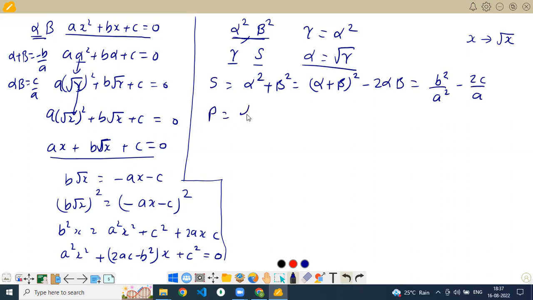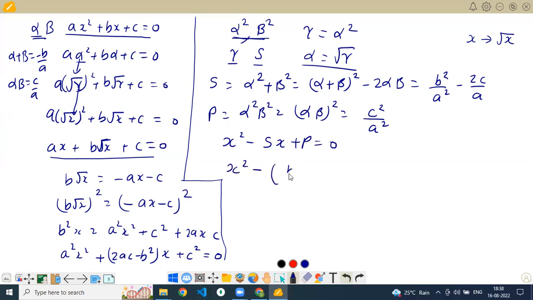And what is product? Product is alpha square beta square, which is alpha beta whole square, which is c square by a square. So what I have to write out here? I have to write out x square minus sx plus p is equal to 0. X square minus what is sx? b square by a square minus 2c by a x plus p, c square by a square equal to 0.